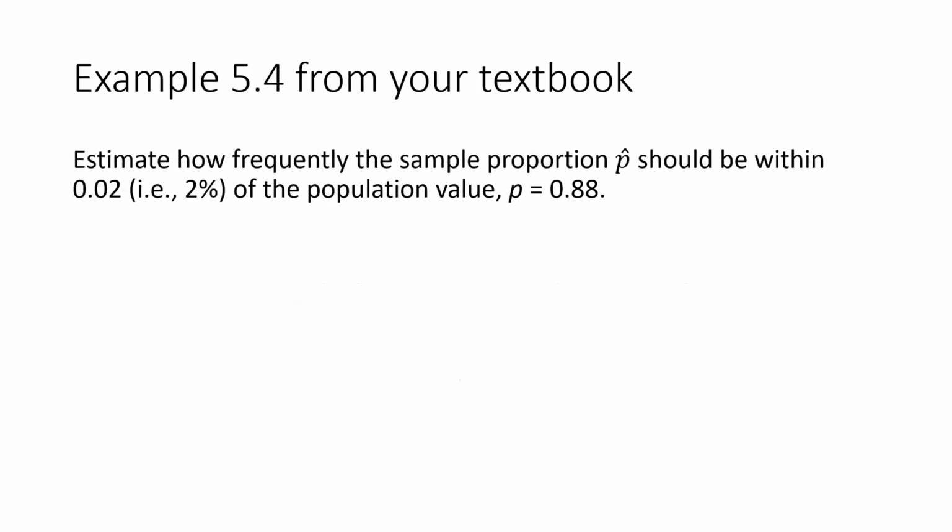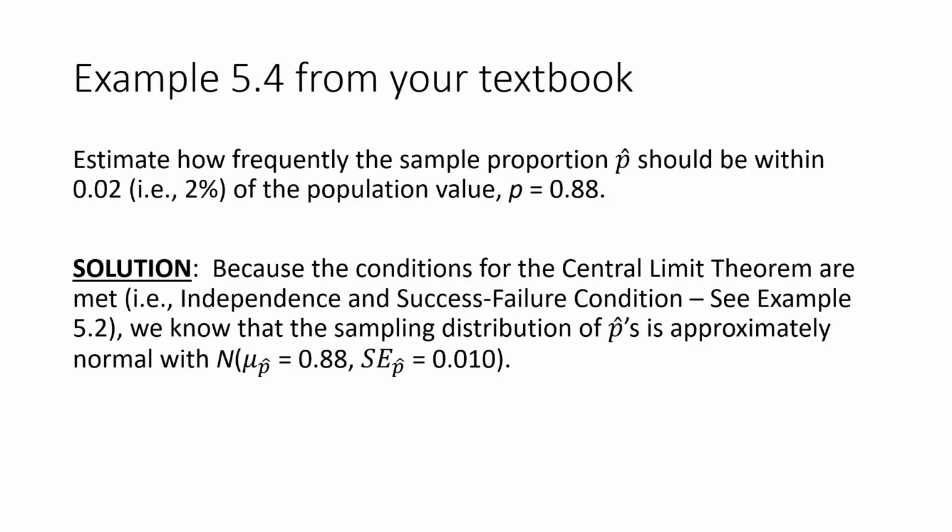All right, the second example from our textbook: I want to estimate how frequently the sample proportion p hat should be within 2% of the population value of p equals 0.88. Well, because the conditions for the central limit theorem are met, that is independence and the success-failure conditions, we can see example 5.2 in our book to see that those are both true. We know that the sampling distribution of p hats is approximately normal with a mean value of 0.88 and a standard error of 0.010.